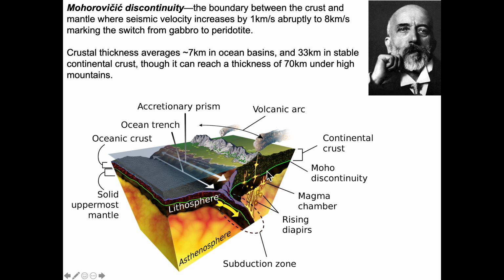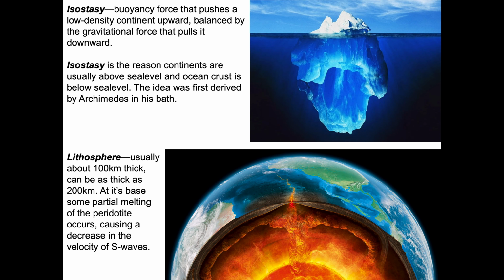increase in density. This increase in density is abrupt. It takes place over a depth of about 500 meters is the estimate. That is nothing when considering the bulk of the Earth. And this brings us to isostasy.